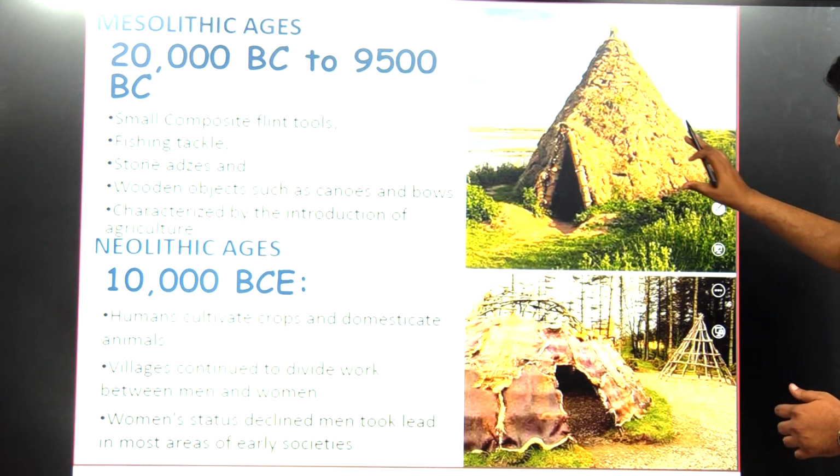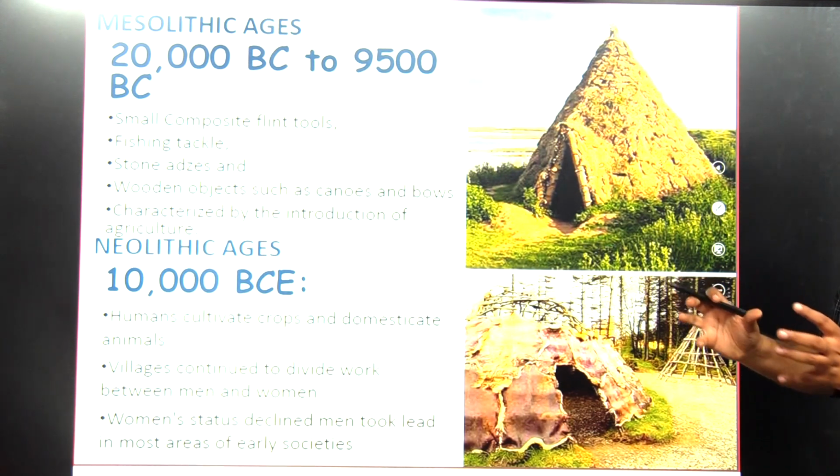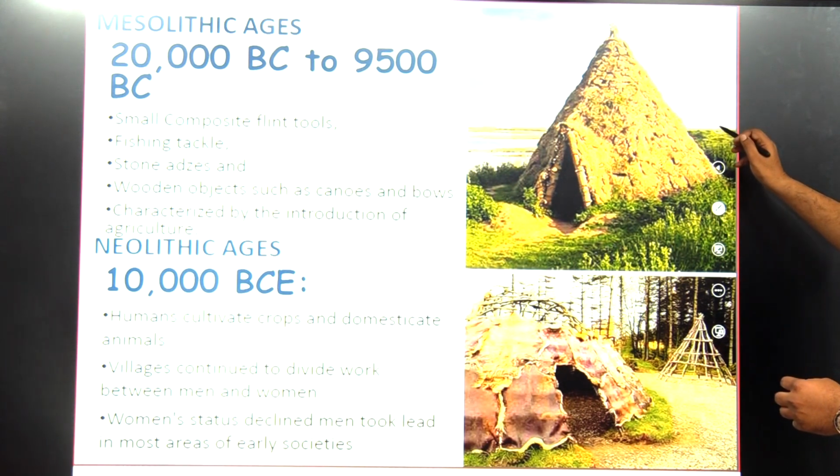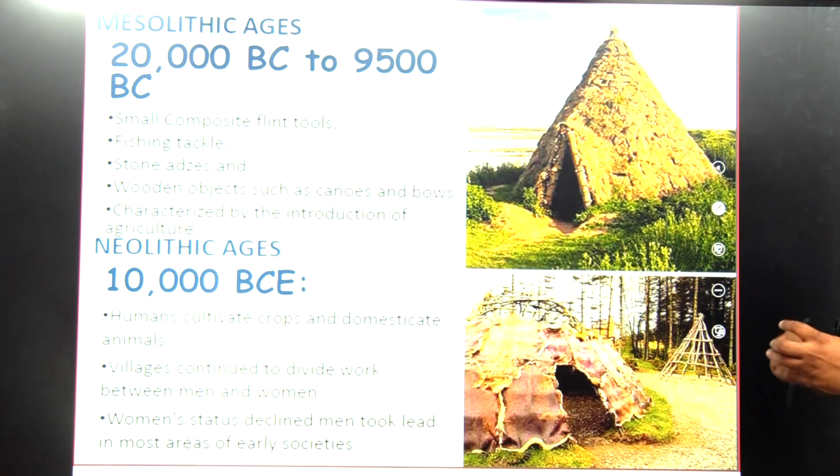So, just have an idea what kind of village settlements we found during Mesolithic ages, please. We call them thatched houses, please. Very primitive houses.